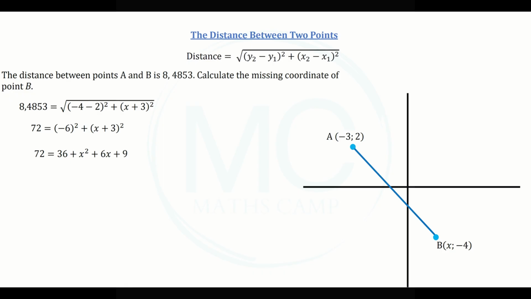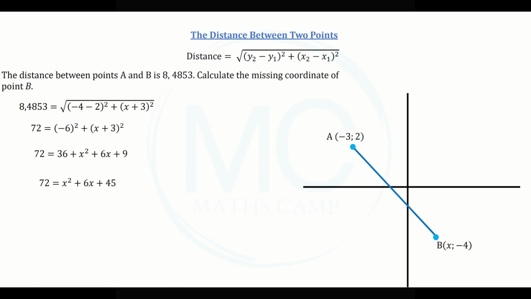Now we have an x squared term over here. So we can see we are working with a quadratic equation. Let's quickly add like terms on the right-hand side. So on the left, we still have 72 is equal to x squared plus 6x. Then we have 36 plus 9, which gives us positive 45.